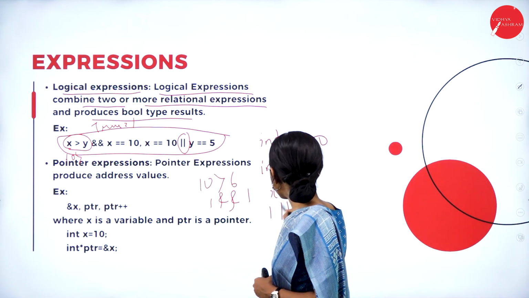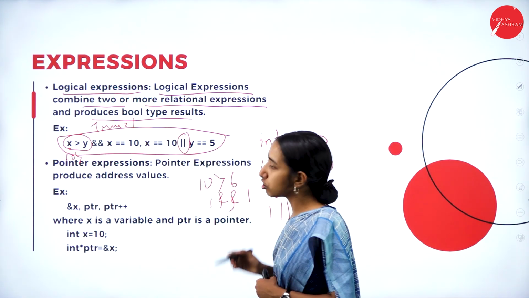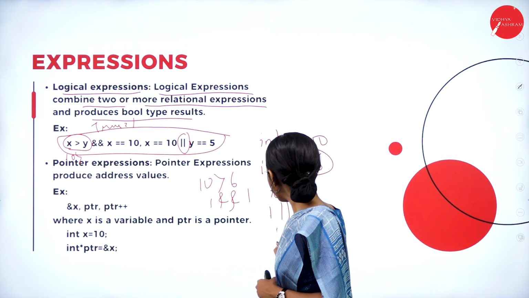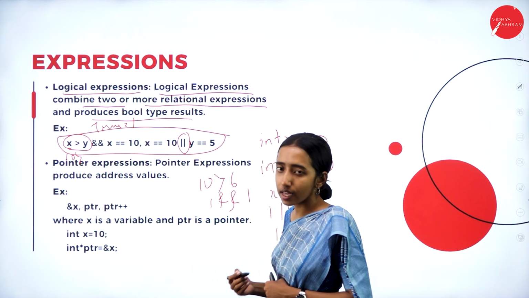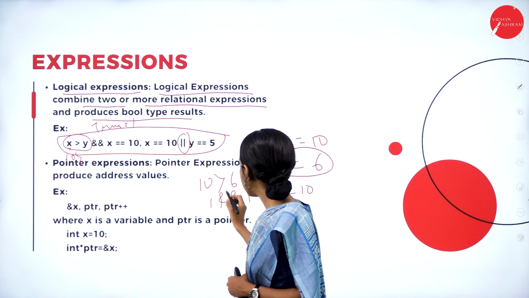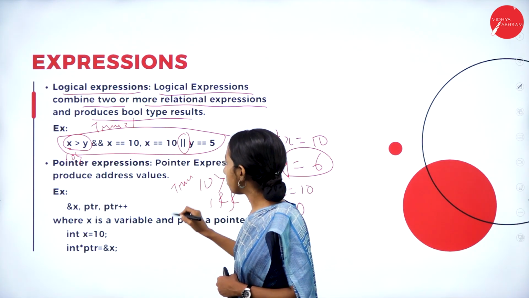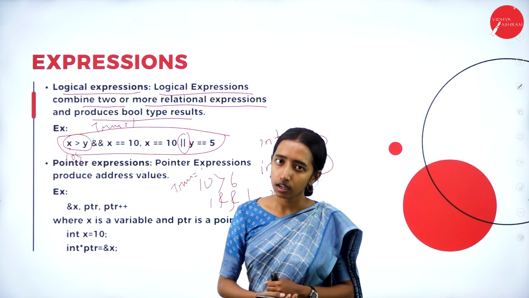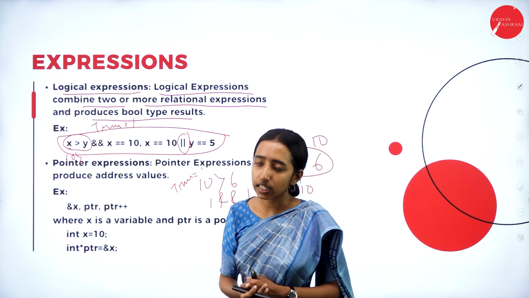So it is 0 because I have taken y is equal to 6. So 1 or 0 means it is plus, 1 plus 0 means it is 1. So the output is true. The output you will be getting is true, that is 1. So this was about the logical expression.